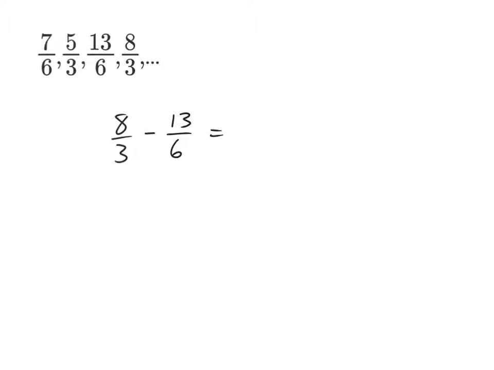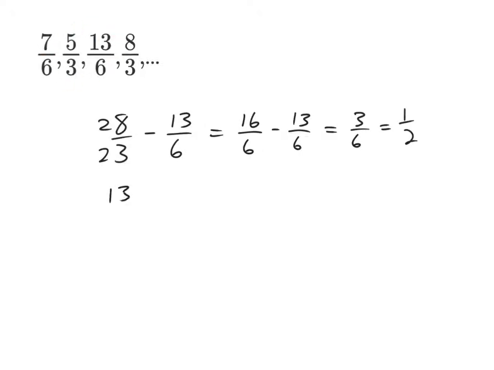If I get a common denominator, I multiply by 2 and 2, so you end up getting 16/6 minus 13/6, which ends up being 3/6, which ends up being 1/2. So it looks like it's 1/2, but let's check one more. So I'm going to check these two right here.